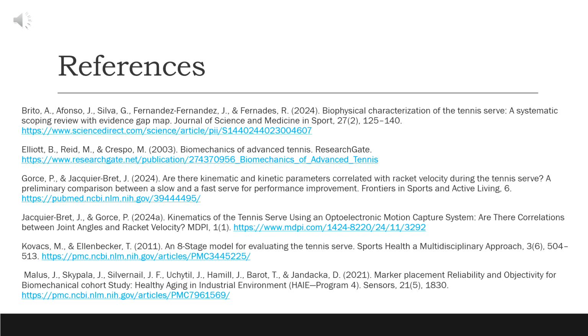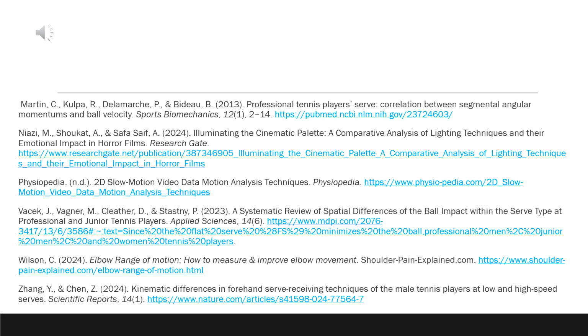This is the first page of references and the second page of references.